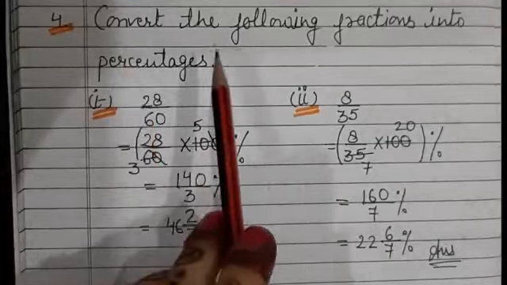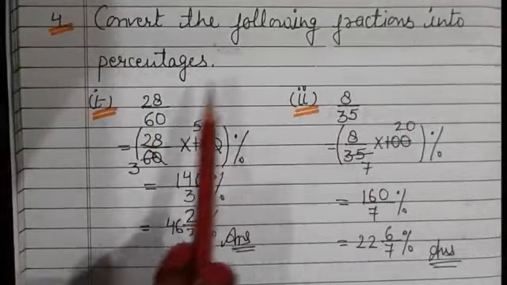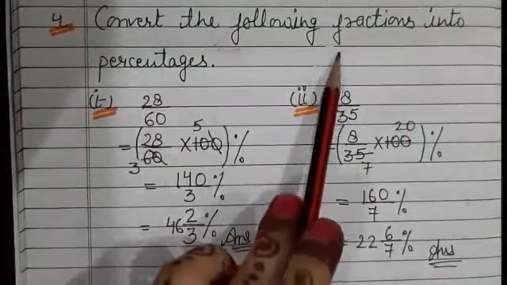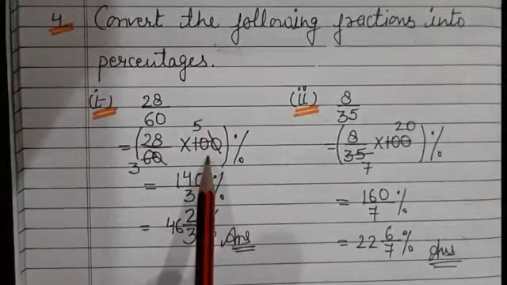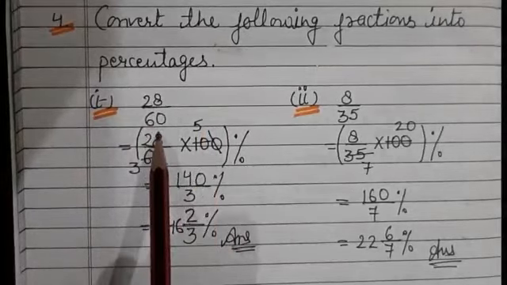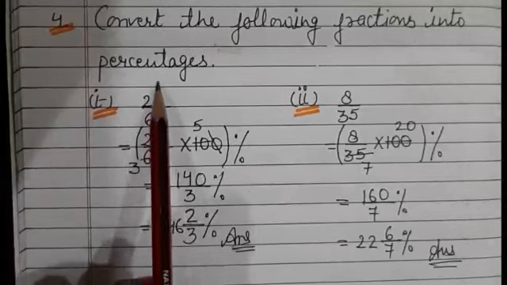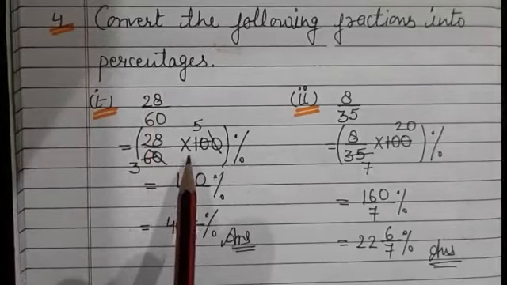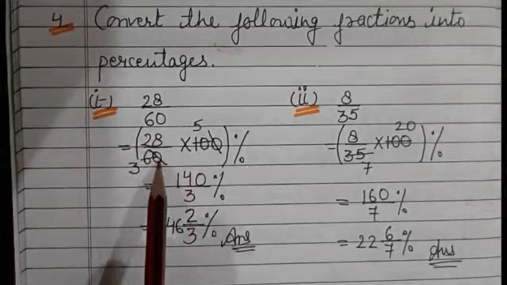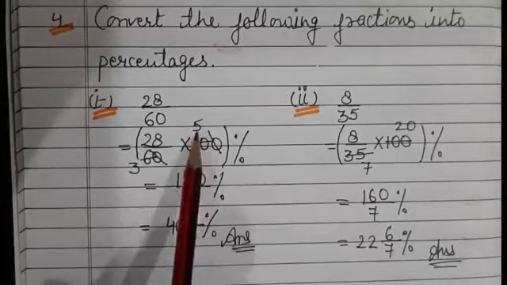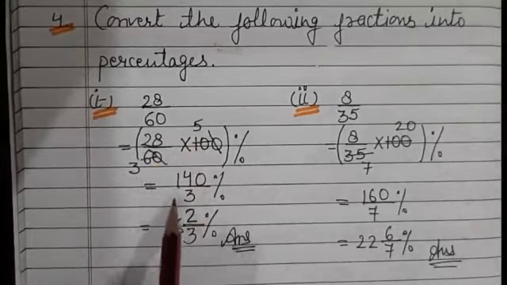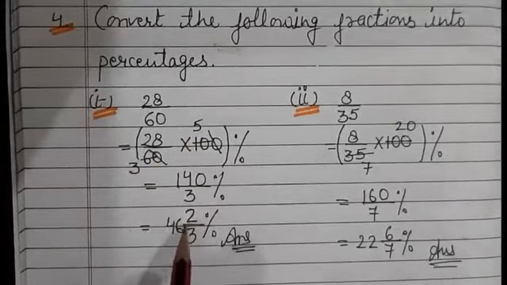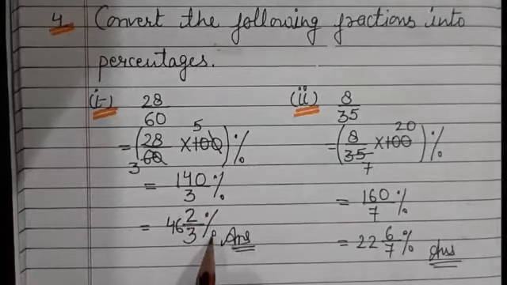Now sum number 4. Convert the following fractions into percentage. Now again we have to convert into percentage, then we have to multiply it by 100. So the fraction is 28 by 60. To convert into percentage we have to multiply it by 100. Right? Simplify, 0 to 0 cancel, 2 5s are 10, 2 3s are 6. 28 into 5 will be 140 by 3. So 140 by 3 convert into mixed fraction. The answer will be 46 whole 2 by 3%.